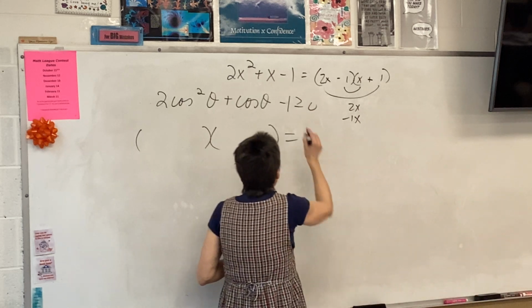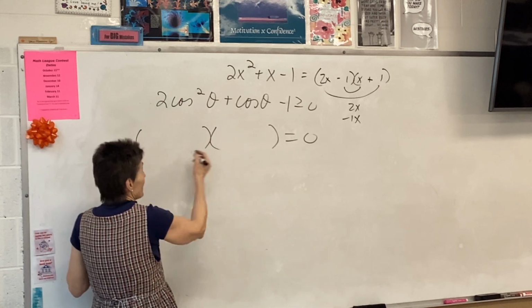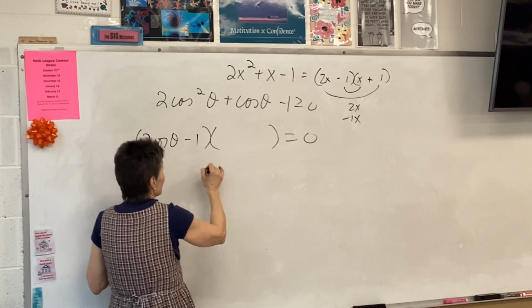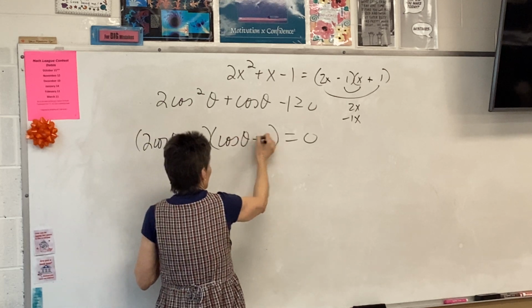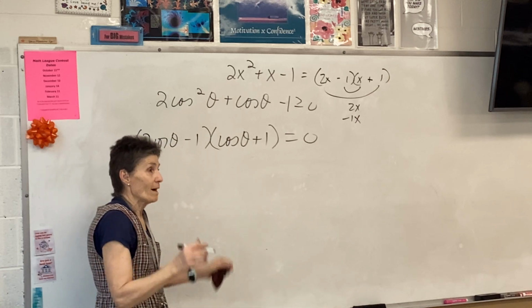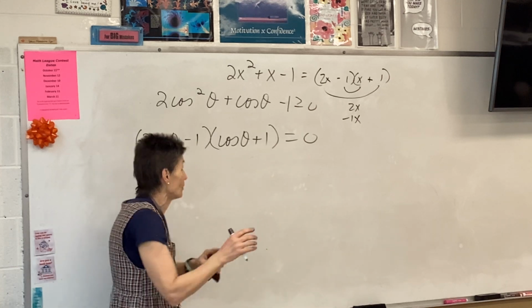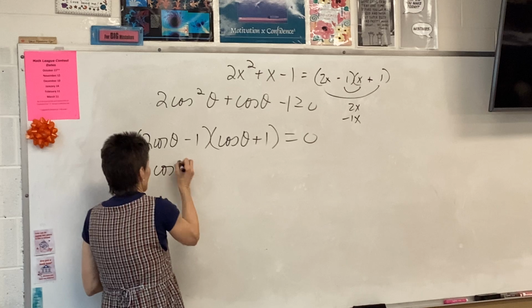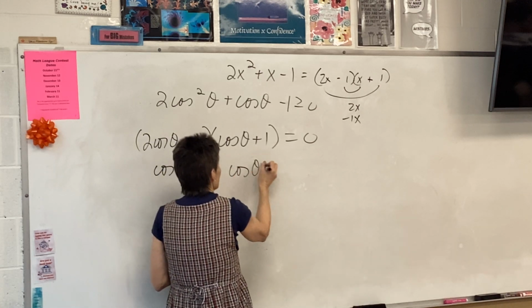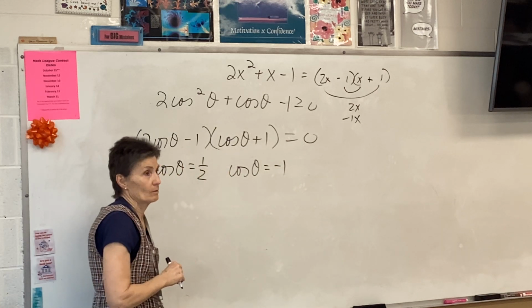So, if that one factors like that, how is this one gonna factor? It's the same thing. It's gonna be 2 cosine minus 1 and cosine plus 1. So my key angles, the angles that are gonna show up in my answer, are going to be where the cosine is a half and where the cosine is negative 1. So let's just go ahead and find those angles right now.